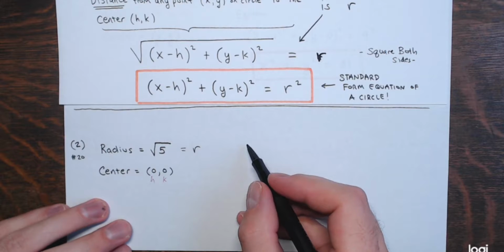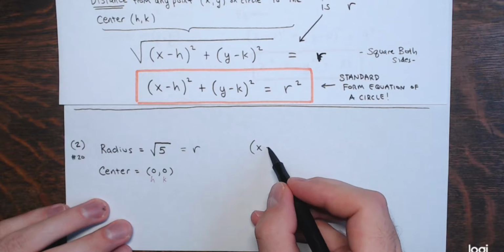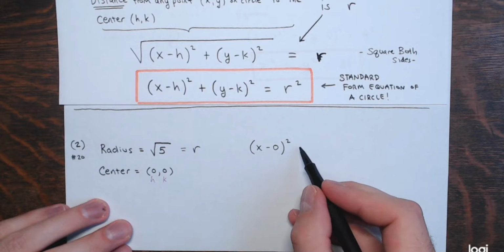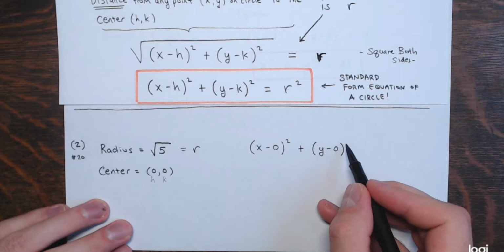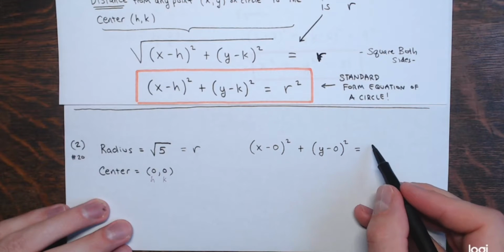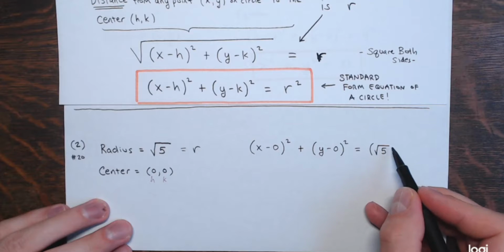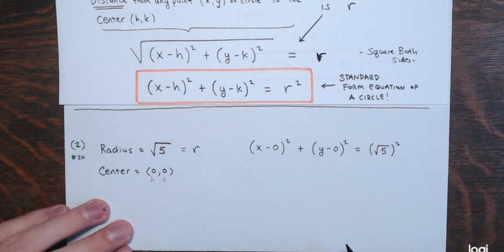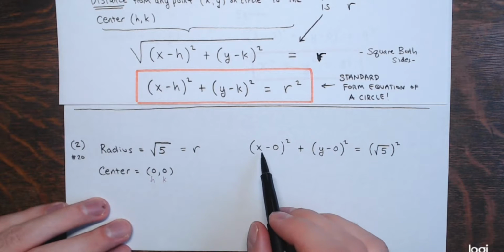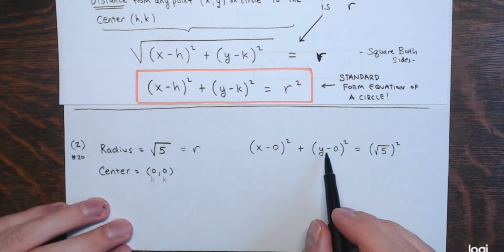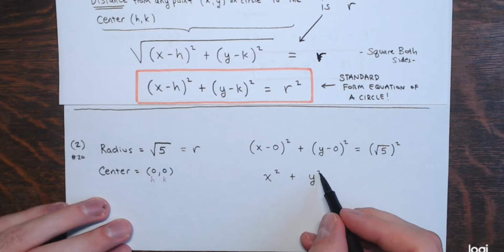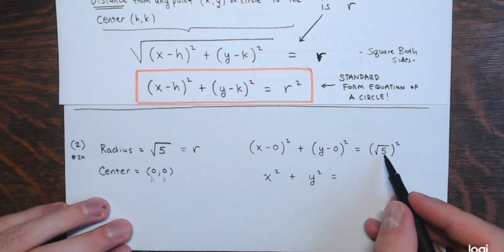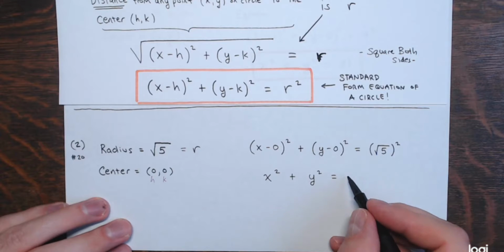So the equation for this circle is the quantity x minus 0 squared plus the quantity y minus 0, right, k was 0, squared, equals the square root of 5 squared, right, the radius squared on the other side. And then we simplify. Once again, you don't need x minus 0 or y minus 0. That's just x and y. x squared plus y squared equals, and the square root of 5 squared just gets rid of the square root symbol. That's just 5.